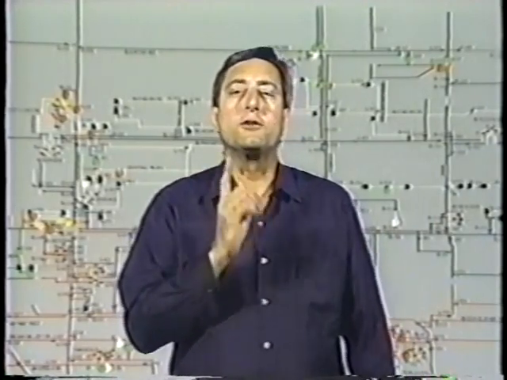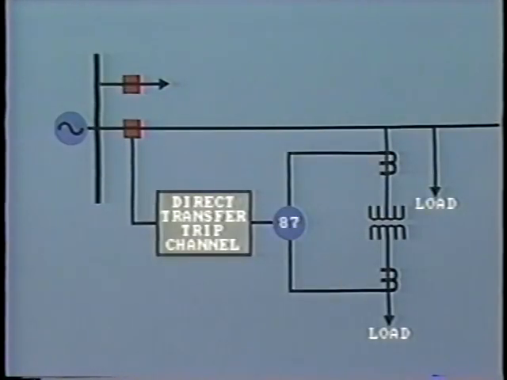The main feature of pilot protection is that it operates over distance. We have already seen that different types of communication channels and type of signal can be used between the stations. Let's now look at some typical applications. One of the most basic is the direct transfer trip.